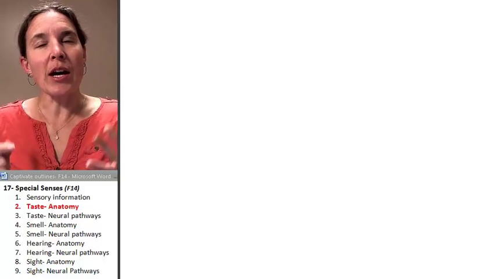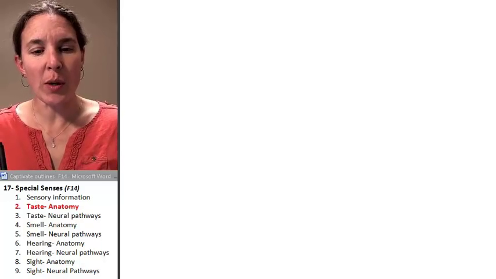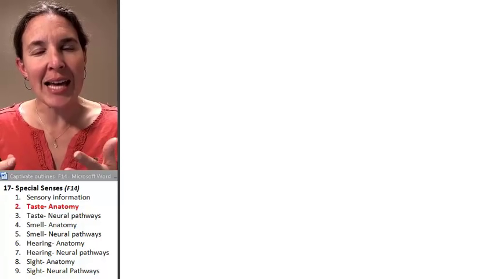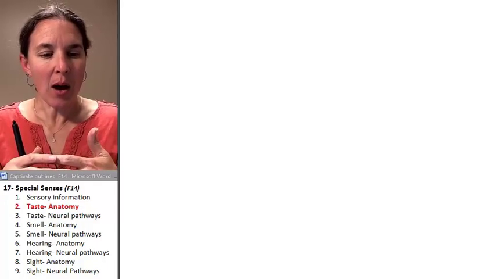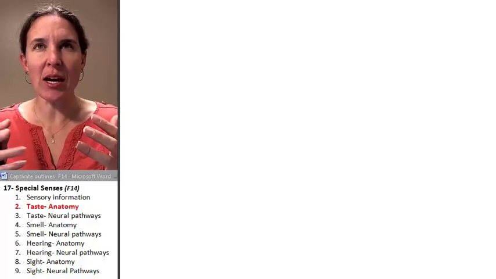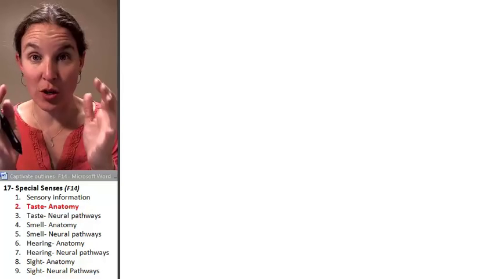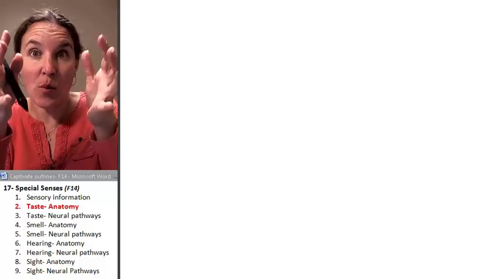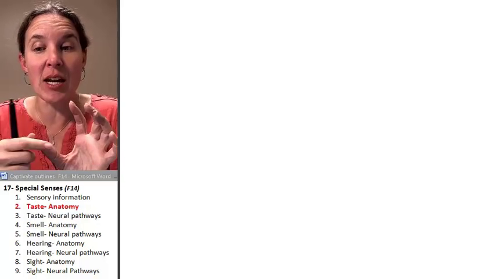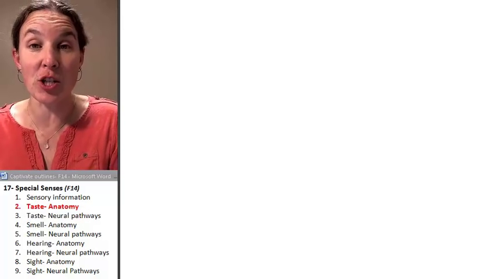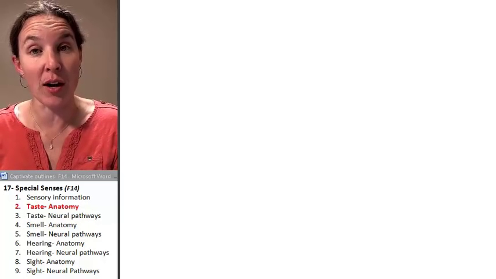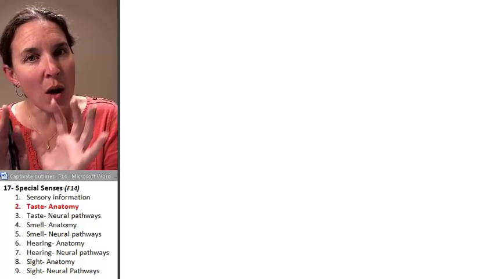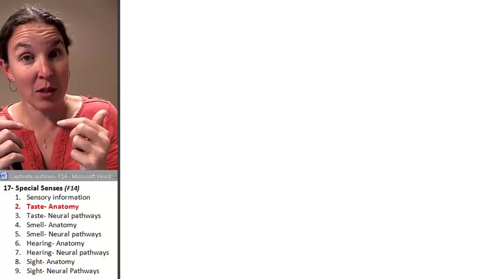So, a huge distinction between general senses and special senses. Special senses have almost specialized anatomical structures that receive sensory information and deliver the information to our sensory neuron. And then the sensory neuron usually isn't the one actually receiving the stimuli.